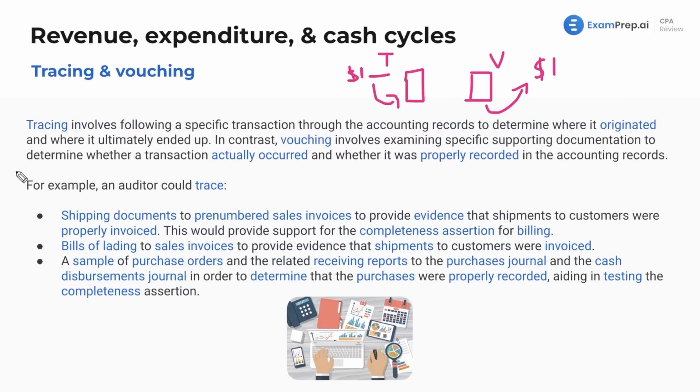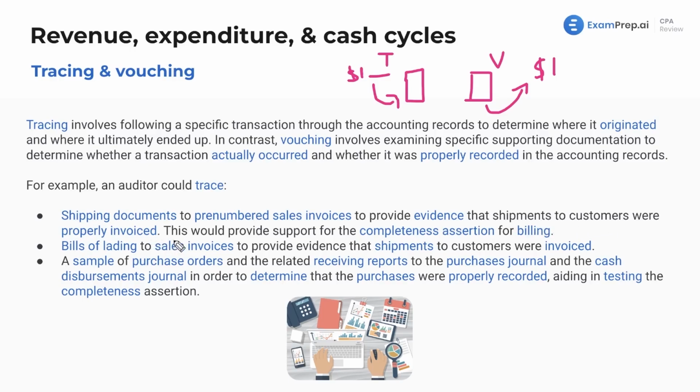Let's see some examples. For better or for worse, this is going to require some big brain time, some thinking through each situation. We're going to have to see the logic in what you're doing. First off, let's say that we can trace shipping documents to pre-numbered sales invoices. So we can trace the documents that prove something was shipped to pre-numbered sales invoices, which should actually match up, right? Because we're saying we shipped 10 pieces of inventory, and here's the invoice saying, here's the bill for 10 pieces of inventory. That is going to provide evidence that shipments to customers were properly invoiced.